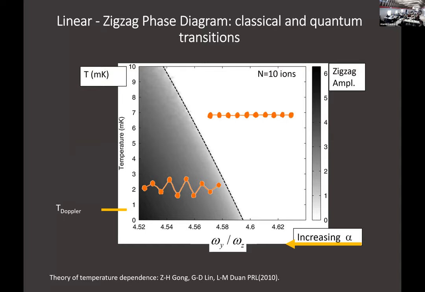This is a picture showing you a phase diagram of this transition, where I'm showing temperature on the vertical axis and the trap asymmetry on the bottom. From a classical perspective, at finite temperature, you can cross this transition by changing the trap potential that I described, and also do it thermally, which has yet to be seen actually. But what I'm focusing on today is if we go below Doppler temperatures to the ground state, across this transition, what can we see or how do we understand it?